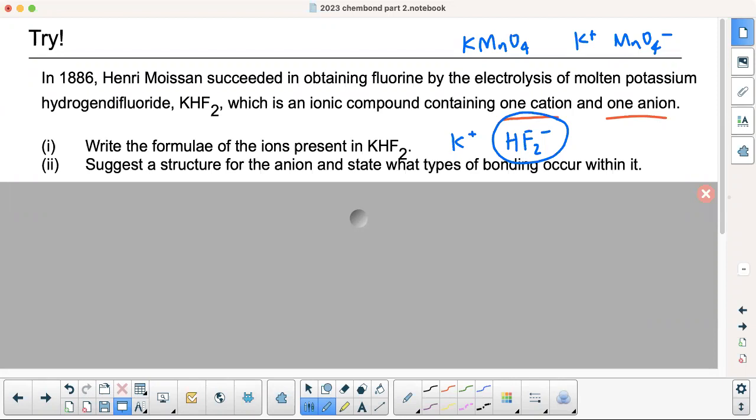We're doing chem bonding part 2. We'll finish that before we can talk about the revision.